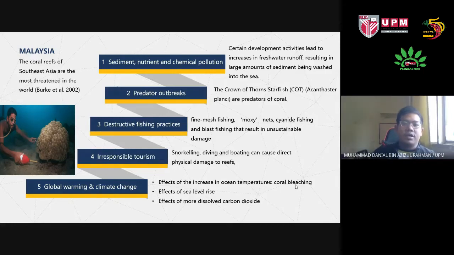So it's very important to know that global warming and climate change can have a large effect on our coral in terms of increase in ocean temperature, the change of sea levels, and dissolved carbon dioxide in the water. Okay, let's move on to our next slide.